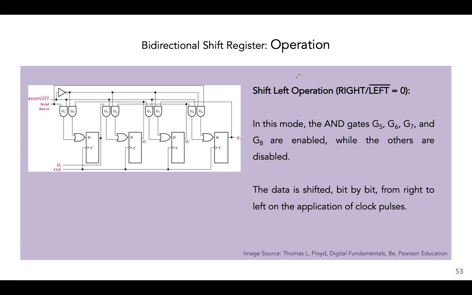And then the other mode is when this line is low, 0, right? Now when this is 0, G1, G2, G3 and G4 will shut down, they will be disabled. Instead, G5, G6, G7 and G8 will be open. These 4 will be opened, right? And when that happens, data will be shifted bit by bit from right to left this time, right? Because these gates are shut down, but these ones are open.